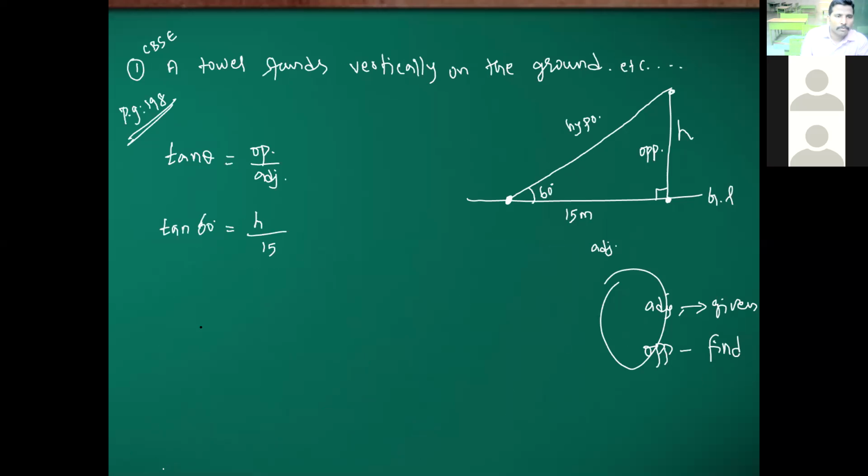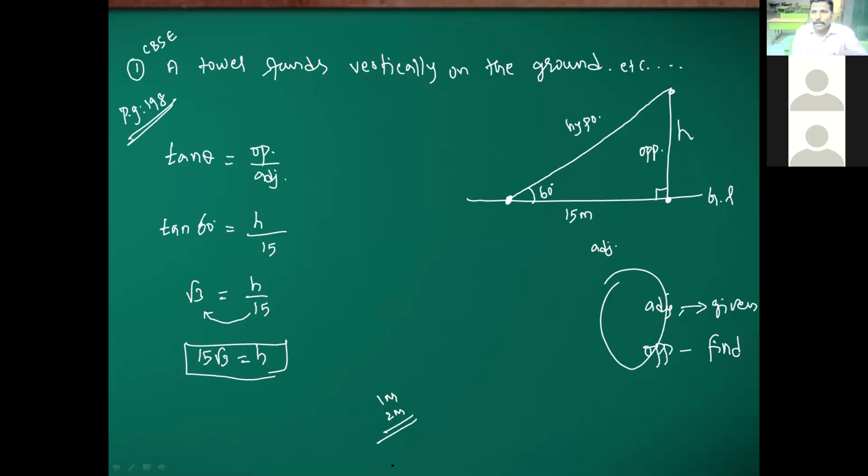So this root 3 we are going to use. So root 3 is equal to h divided by 15. The divisor goes across to the other side and it will multiply with that number. Then 15 into root 3 is equal to h. That's it. So this is the height of the tower. That is our required value. If they give the root 3 value, you can use it. Otherwise, don't do anything, leave it. This type of question they may ask in 1 mark or 2 mark. The same thing we follow even for 5 mark also.